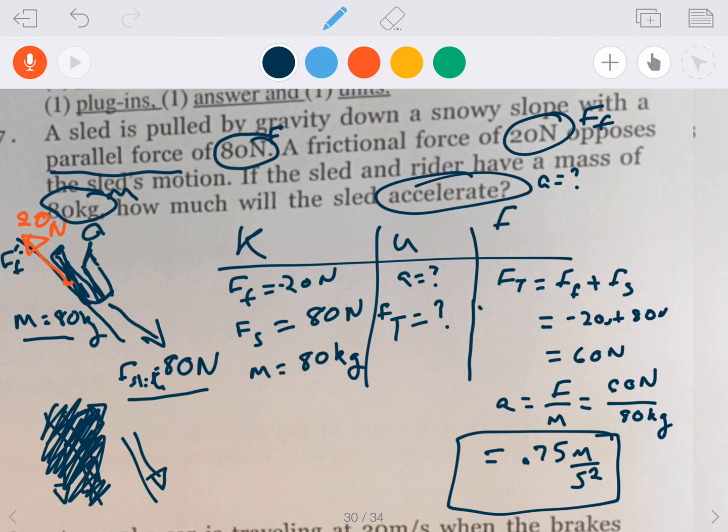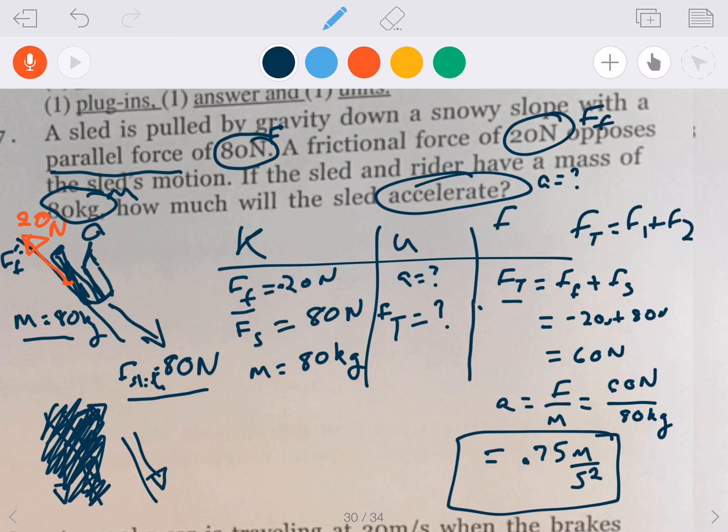Anyway, now we're going to do our KUF chart. Our knowns: I've got a force of friction equal to negative 20 newtons because it's going in the negative direction, the force of the slide, which is 80 newtons, and a mass of 80 kilograms. My unknown is acceleration, but in order to find acceleration, I've got to know the total force, so that's my other unknown. Because I have two forces, I'm going to have to find the total of those two forces, which is from your equation sheet: force total is F1 plus F2. That's what's on your equation sheet. F1 plus F2.